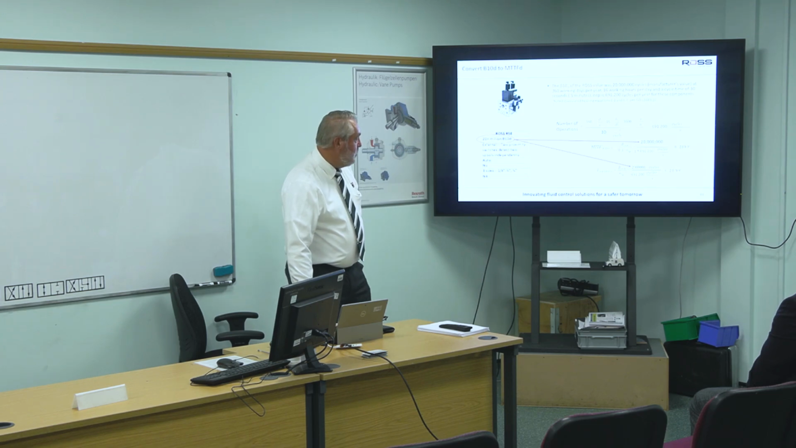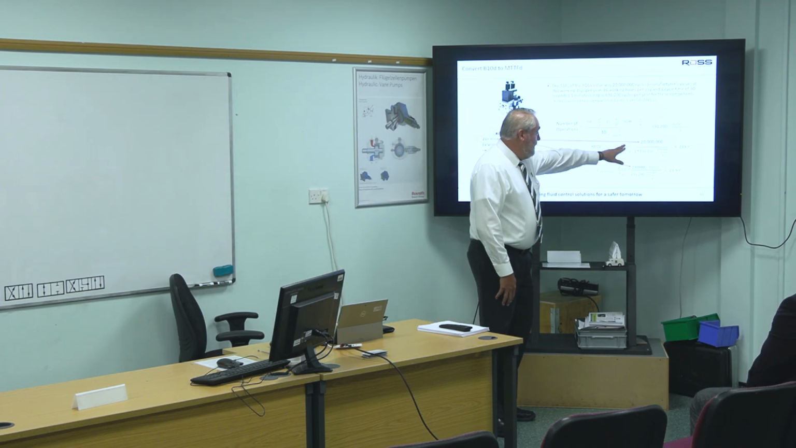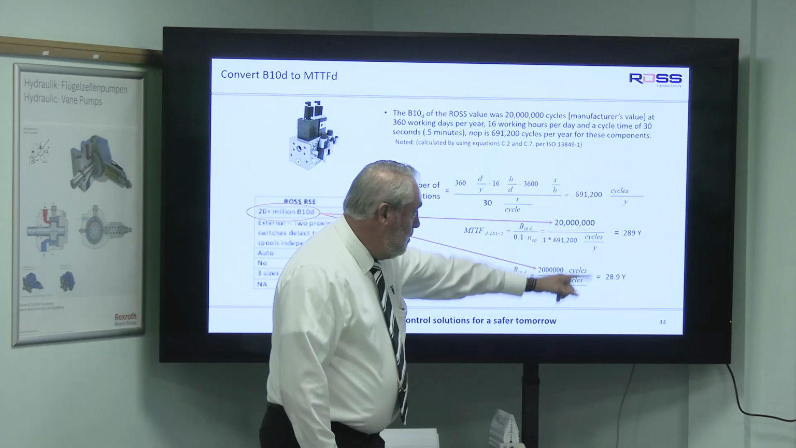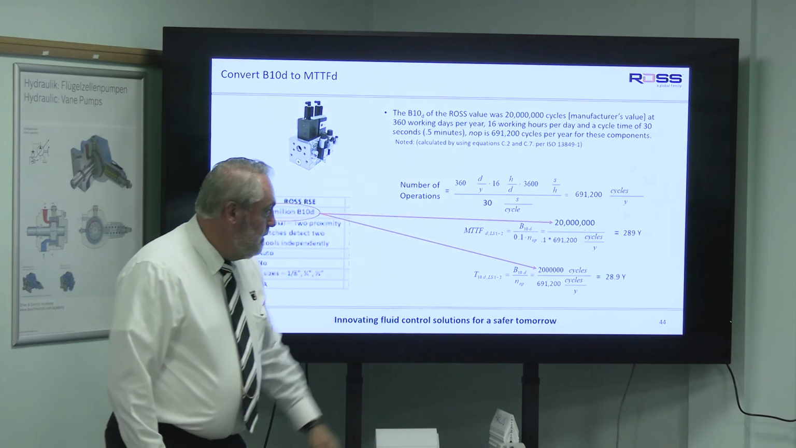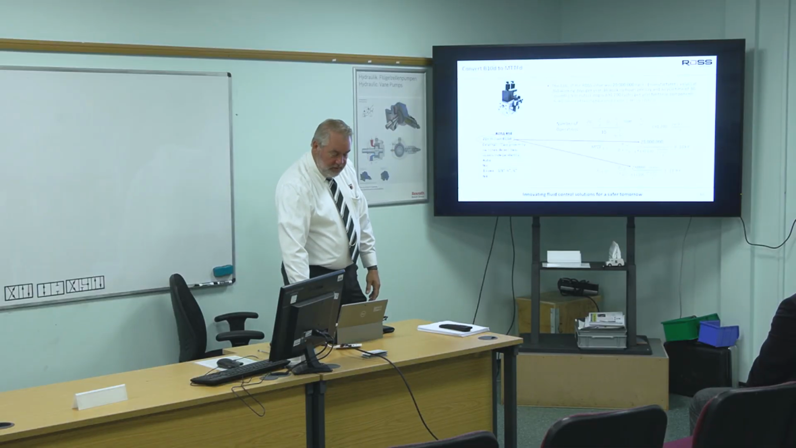That safety calculation uses number of operations per year and the B10D value. So the number of operations times 0.1 is divided into the B10D value to give you the failure rate. So it says your first failure would happen in 289 years. That's your first dangerous failure.